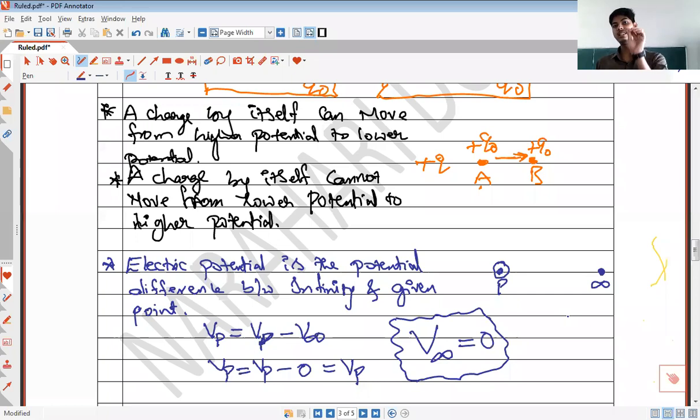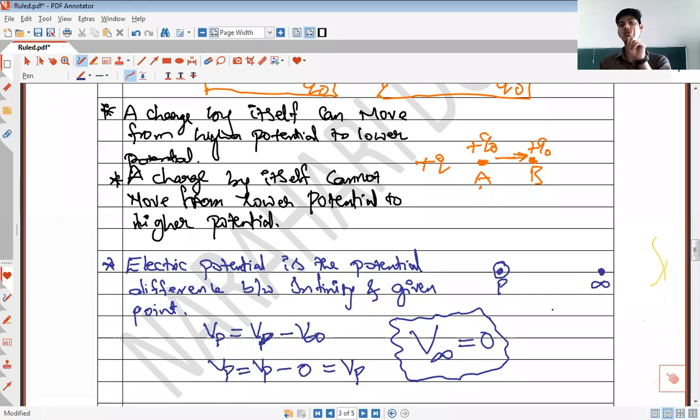Potential at infinity is 0, and if a charge is moved from a point near infinity to another point, you will have to do no work, because at infinity there will be no electric field, isn't it? At infinity there will be no electric field. So to move a charge from one point to another near infinity, you have to do no work at all. There is no electric field there.